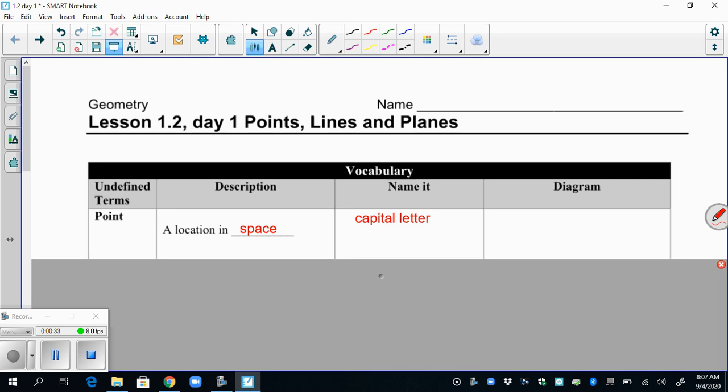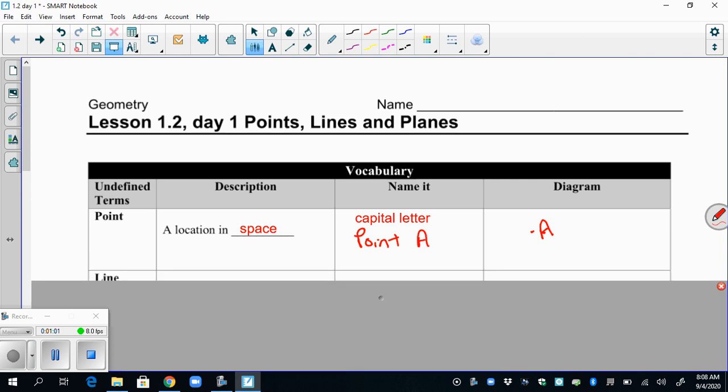And in geometry, a point is denoted in a picture by simply a point, a dot. And then we name it by putting a capital letter next to it. So if I want to name this point, I could name it point A. And I use a capital letter. So if I saw that in a drawing, I would call it point A.